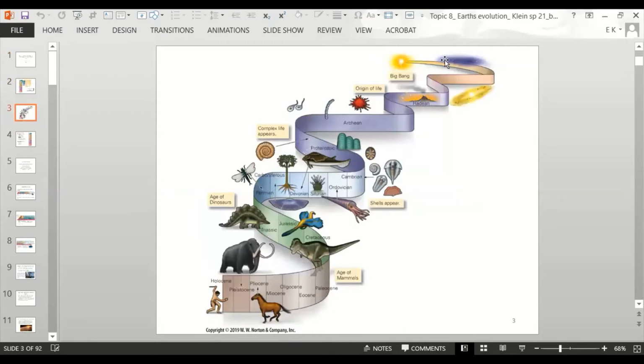So here is a diagram from the textbook, and it starts up here with the Big Bang, and then we have something called the Hadean, origin of life, Archean, the Proterozoic. So we're going to go through all of these. And then once you have life appear, well, a long time after that, you start having more complex life. And then you have a great diversity of life appear. And once that appears, then we have a lot of different changes to life on Earth.